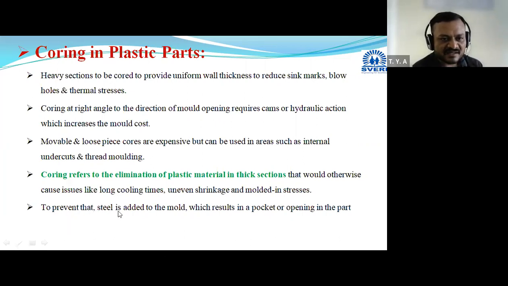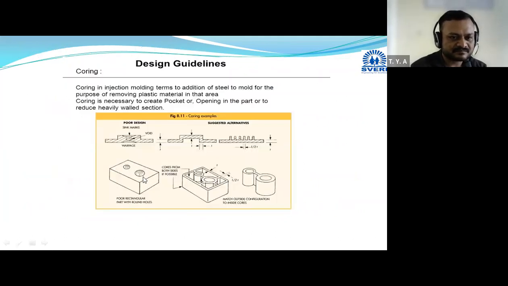To prevent that, the steel is added to the mold, which results in the pocket or the opening in that part. If I am providing that metal or that steel part, then an opening will be there. Okay, the opening or that pocket will get created. Okay, I will show you the diagram.